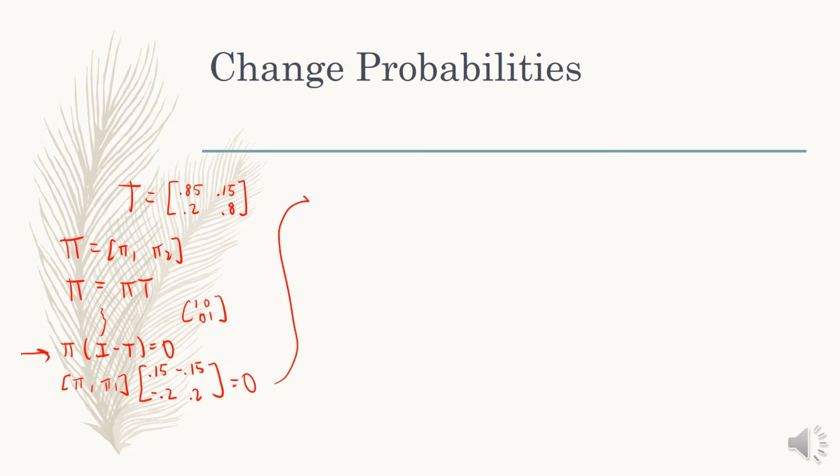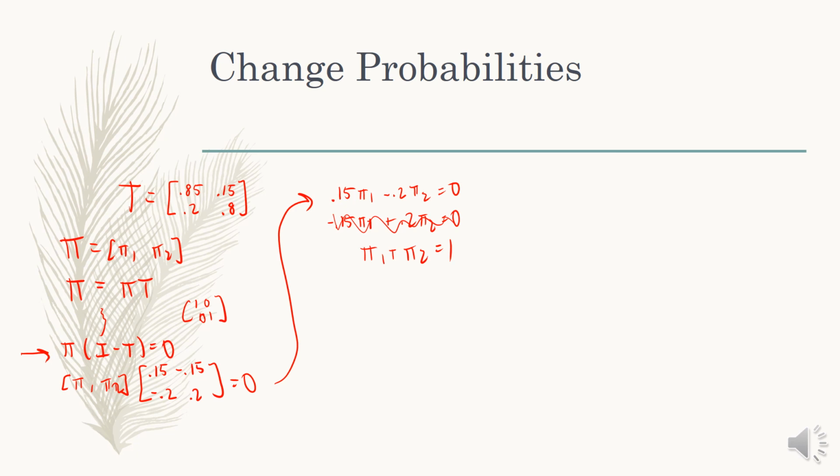Then we'll go ahead and actually multiply this out on the left. If I multiply this out on the left, I get 0.15 pi 1 minus 0.2 pi 2 equals 0. And then negative 0.15 pi 1 plus 0.2 pi 2. And both of those are the same equation, so I can just get rid of one. One's just been multiplied by a negative, so I'll get rid of this one. The other equation we're going to use is that pi 1 plus pi 2 equals 1.